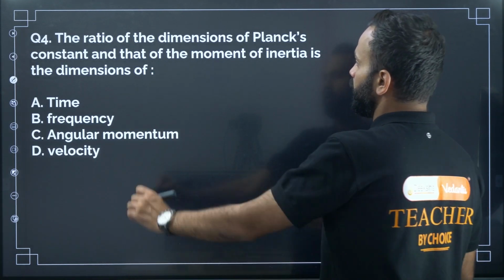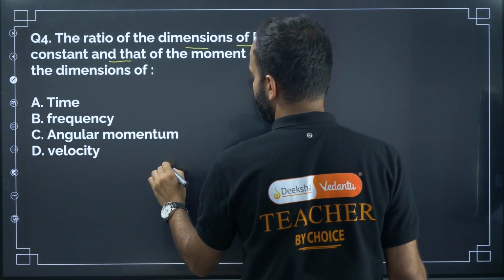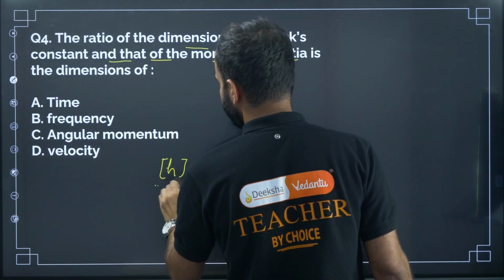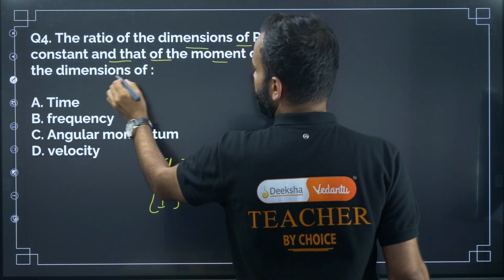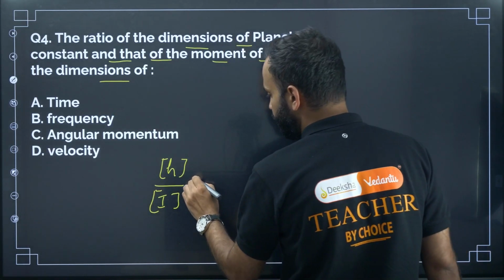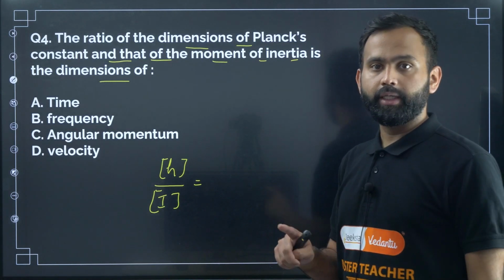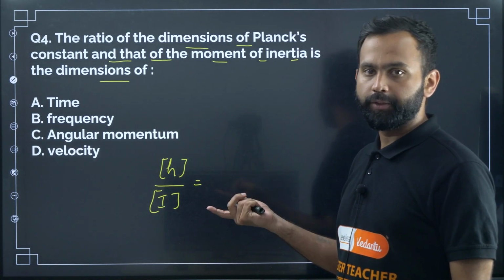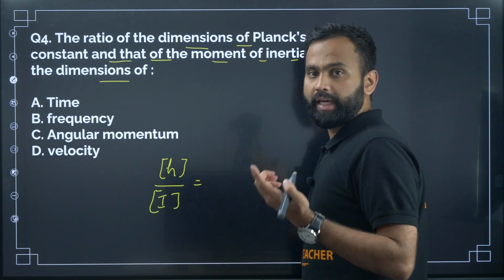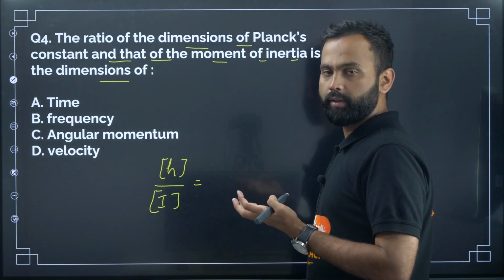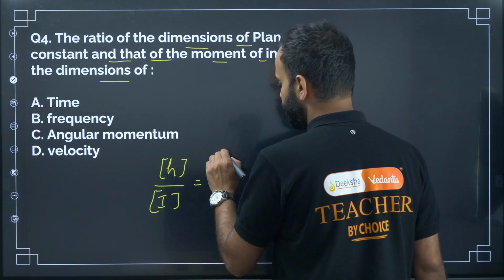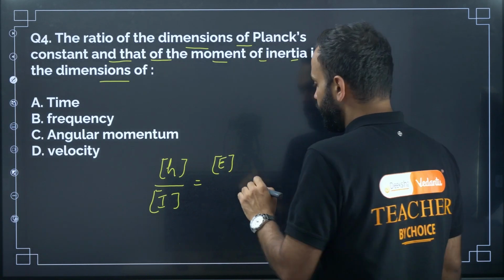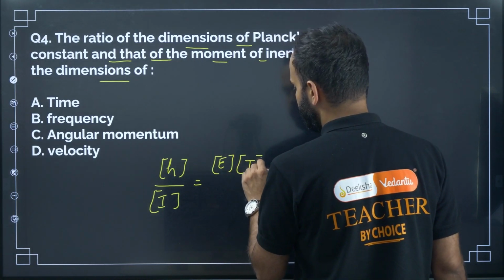Next question, question number 4. The ratio of the dimensions of Planck's constant and that of moment of inertia is the dimensions of. What is the dimension of Planck's constant? We know that energy E equals h into nu. Energy of the photon is equal to h into nu, where nu is frequency. What is the dimension of the energy? M L square T to the power minus 2. So the dimension of Planck's constant is energy into the dimension of the time.